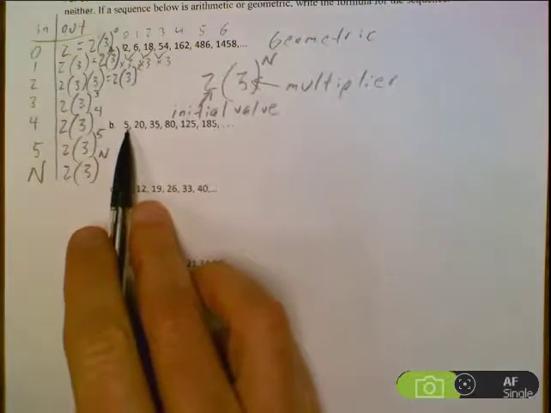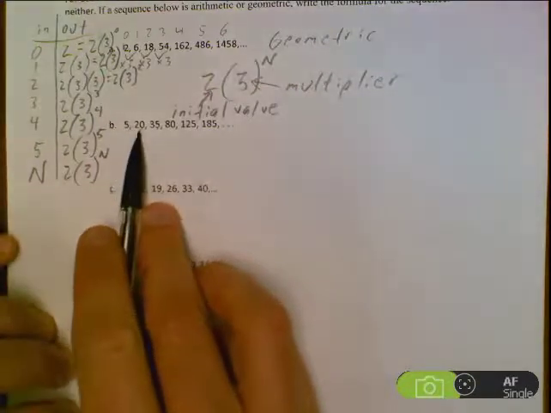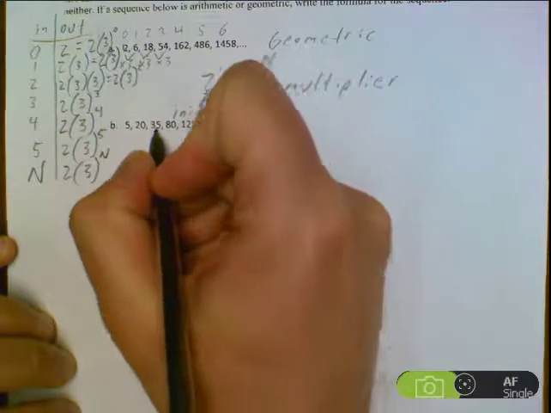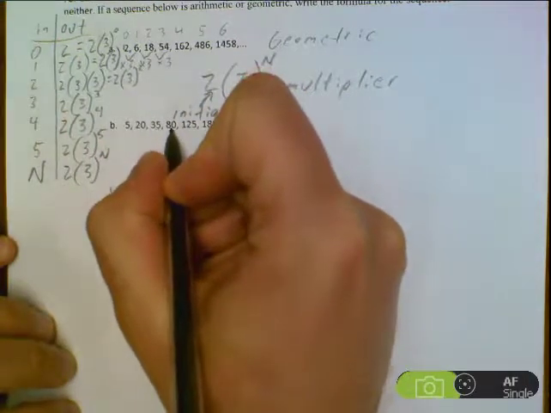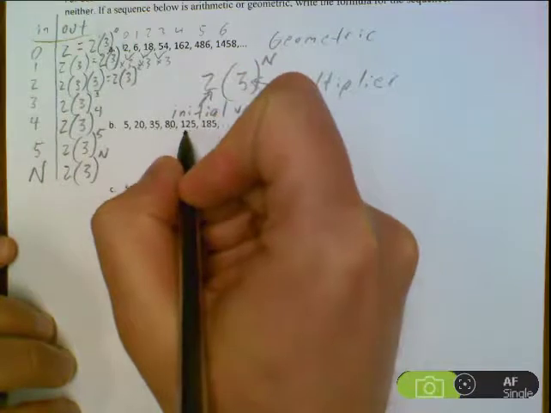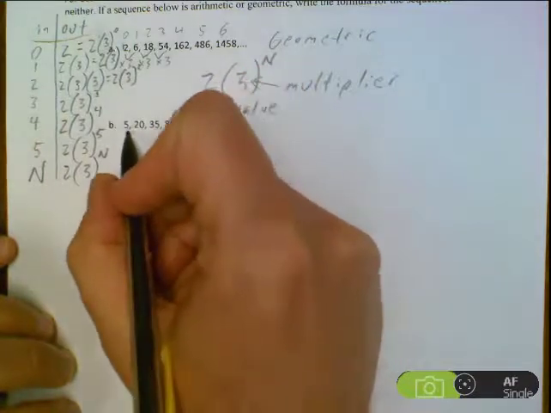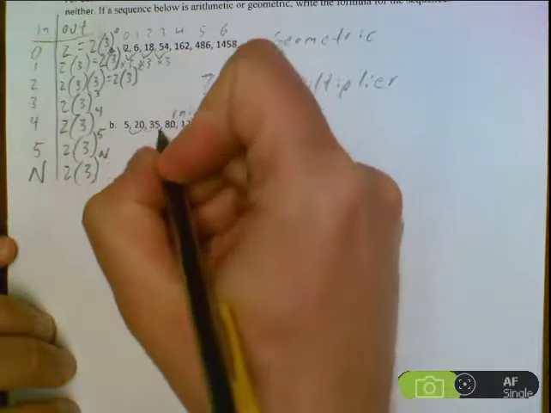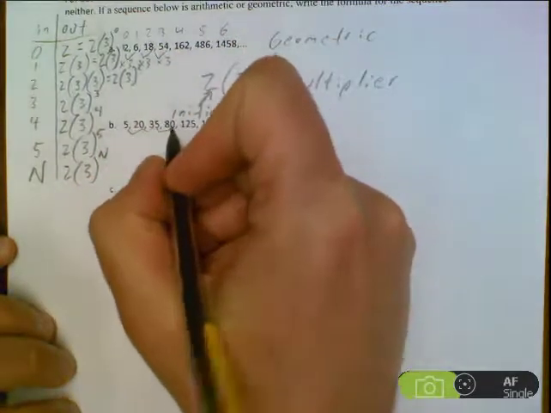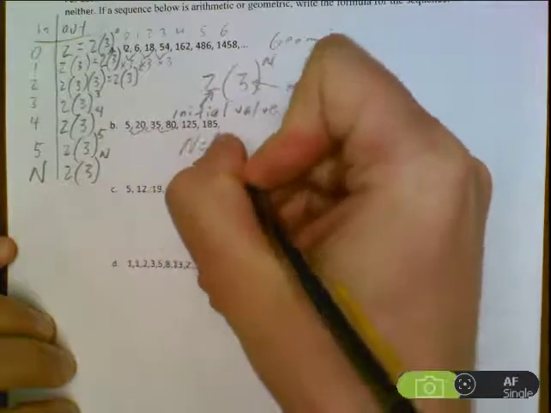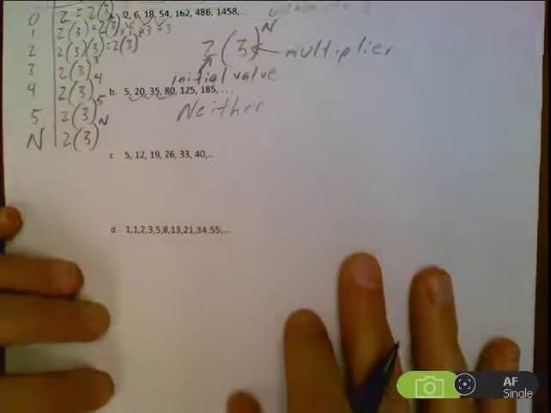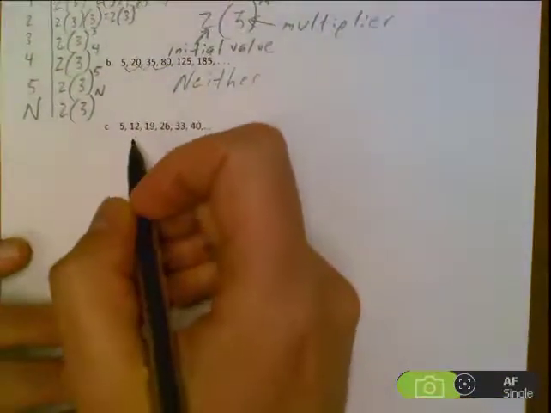Let's see, is it arithmetic? So let's see, we add 15, and then we add 15. Okay, and then we add 15. Oh boy. Okay, so if it's arithmetic, it means we're going to add 15 each time, which works from here to here and here to here, but here to here it doesn't work. So we can tell right away this is neither geometric or arithmetic.